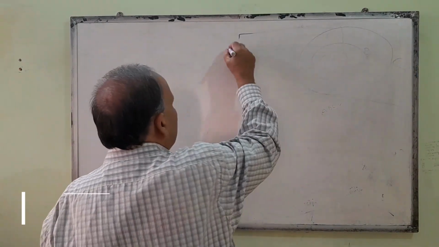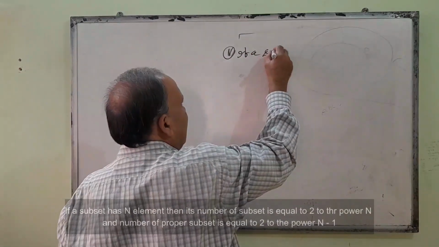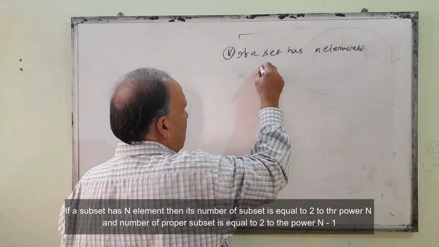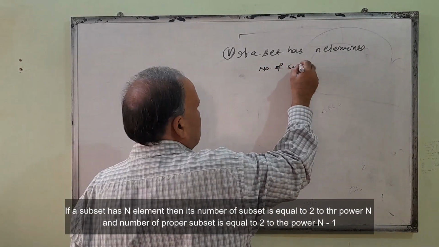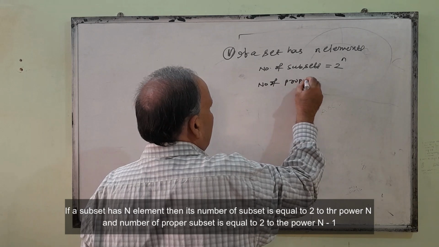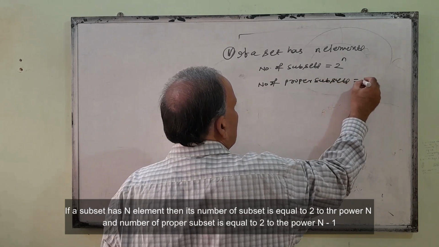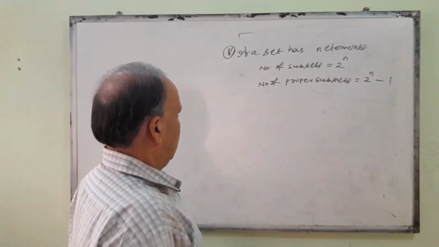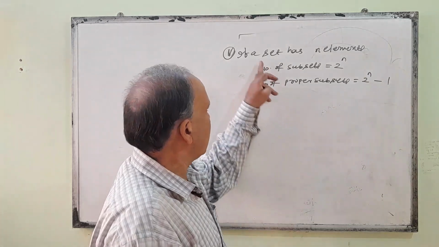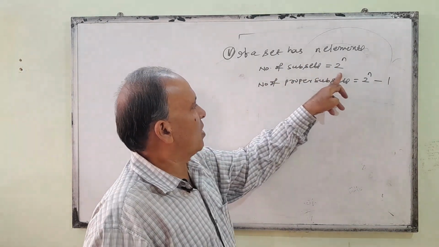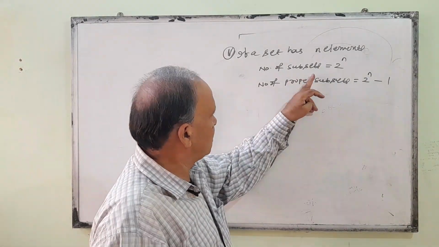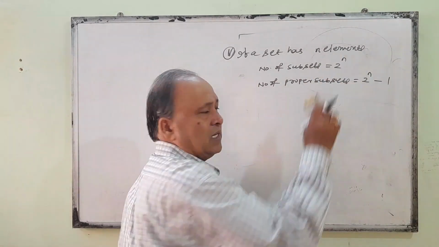Next come to your fifth property. If a set has n elements, then its number of subsets is equal to 2 to the power n, and the number of proper subsets is equal to 2 to the power n minus 1. Very important. This proof we will read in the chapter permutation and combination. When we read permutation and combination, you will see how the number of subsets is equal to 2 to the power n.